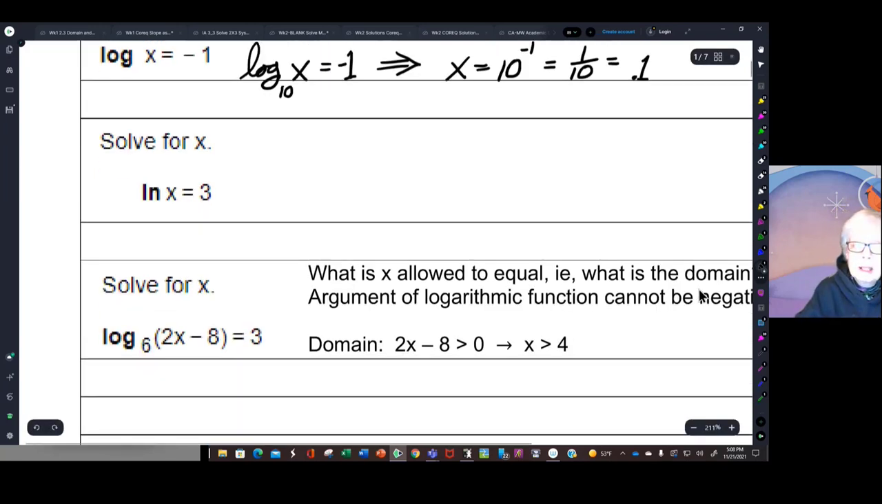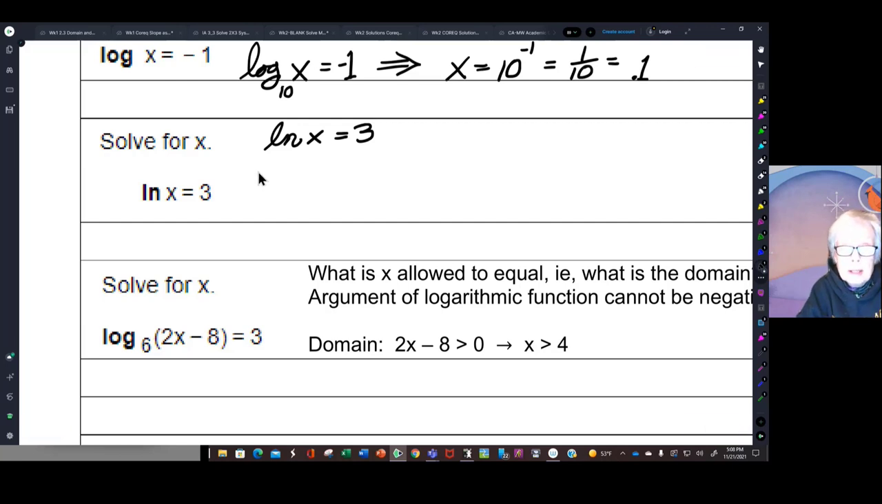The ln. I like to go through steps on this. The ln of x equals 3. Well, what is the ln? The ln is just a fancy way of writing log base e. So this is log base e of x equals 3, which means x equals e to the third power. Let's just leave it that way.